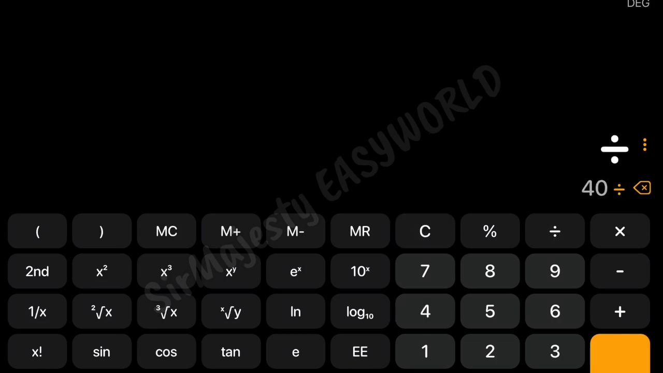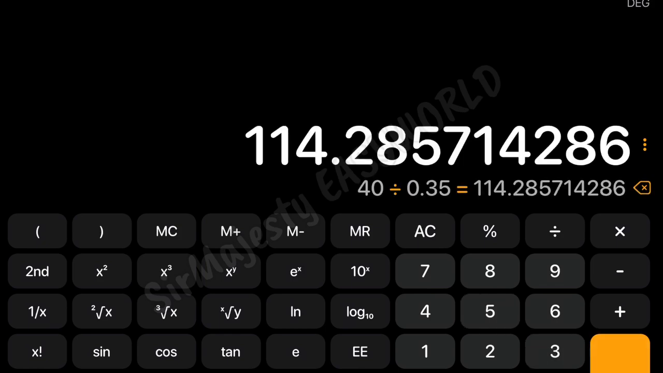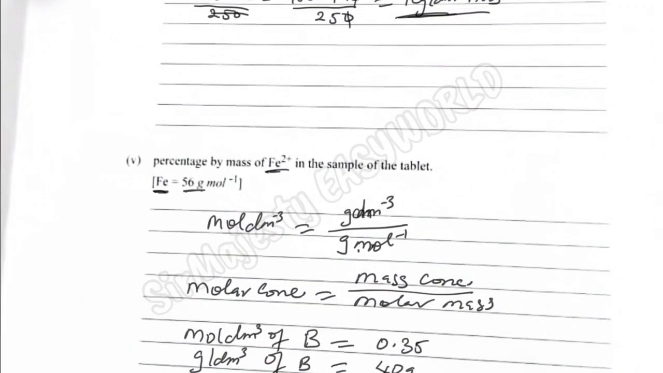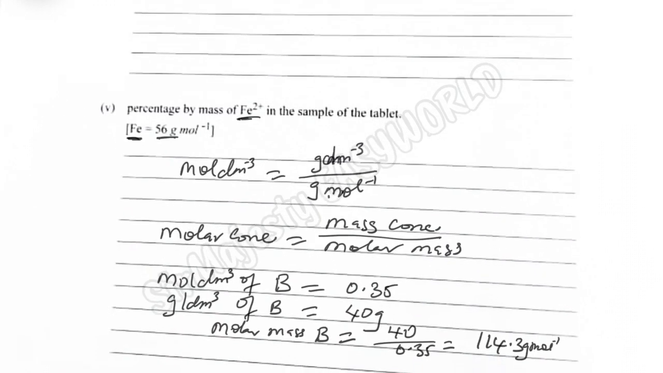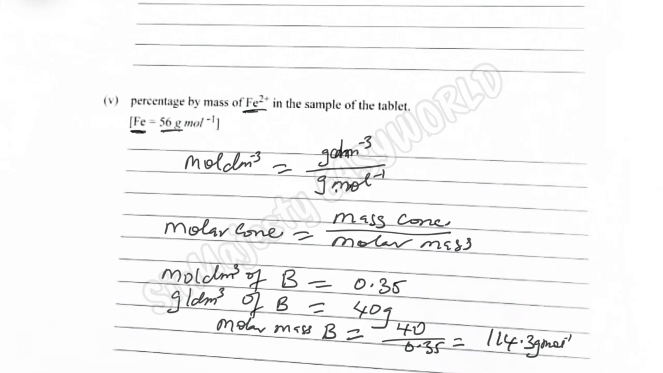Divided by 0.35 is 114.3. So 114.3 is the molar mass, that's gram per mole per unit, of the whole iron 2 tablet. So to get the percentage by mass of iron, permit me to use this space here.